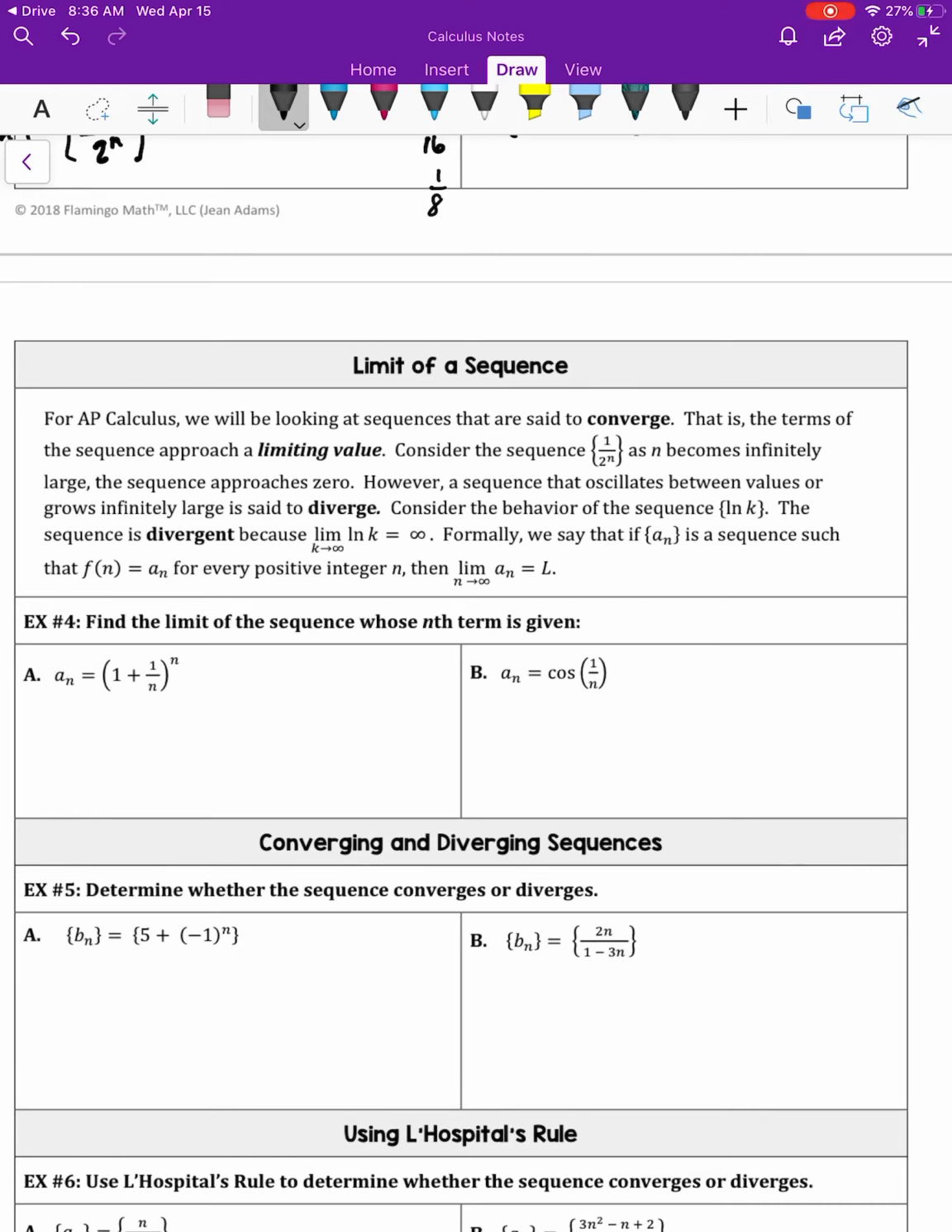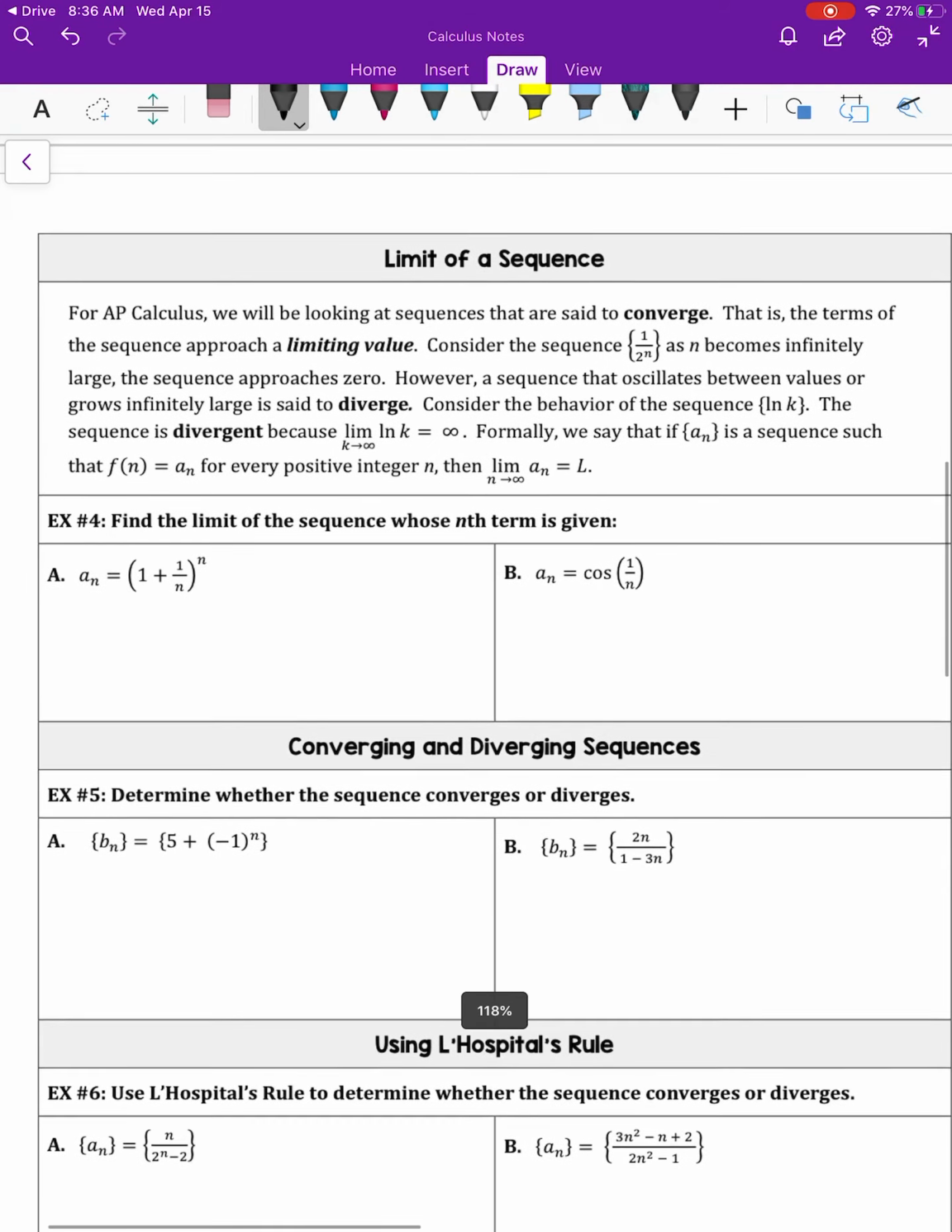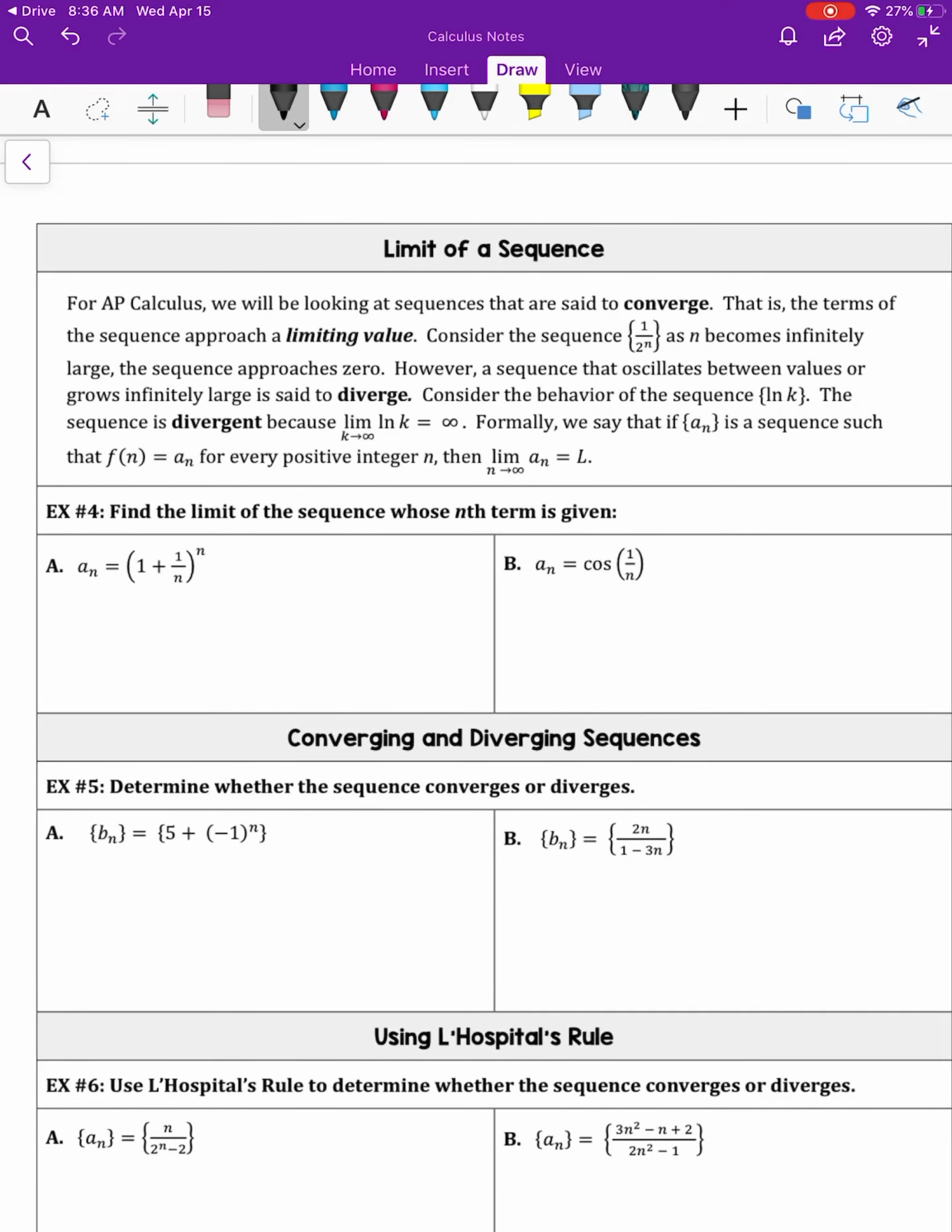All right, so now for AP Calculus, we will be looking at sequences that are said to converge. That is, the terms of the sequence approach a limiting value. So consider the sequence 1 over 2 to the n as n becomes infinitely large. The sequence approaches 0. However, a sequence that oscillates between values or grows infinitely large is said to diverge. So consider the behavior of the sequence ln k. The sequence is divergent because the limit as k goes to infinity of ln k is infinity.